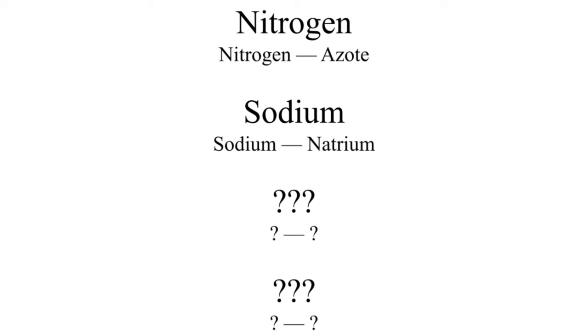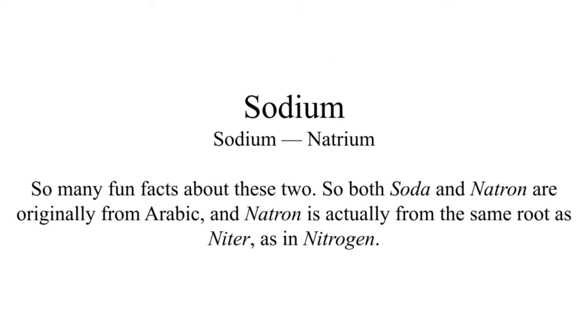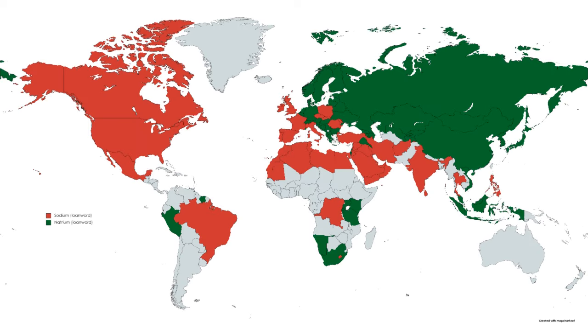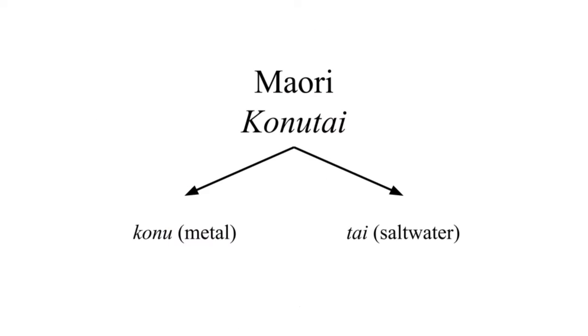Sodium is the second of four elements where there are two different names used worldwide, and everyone picks from either barrel to loan word. Its two names are sodium from soda and natrium from natron. These languages use sodium, and these use natrium. One language uses neither. You'll never guess which one it is.